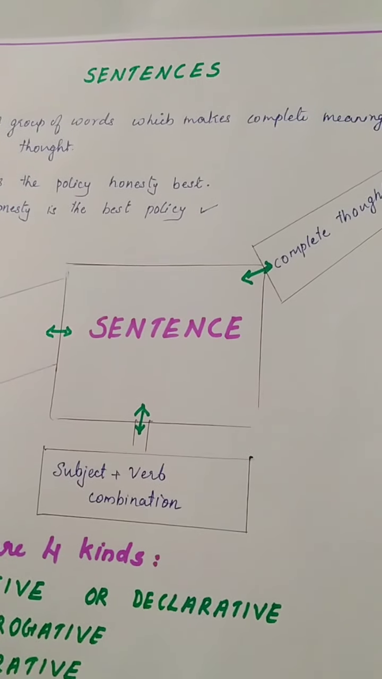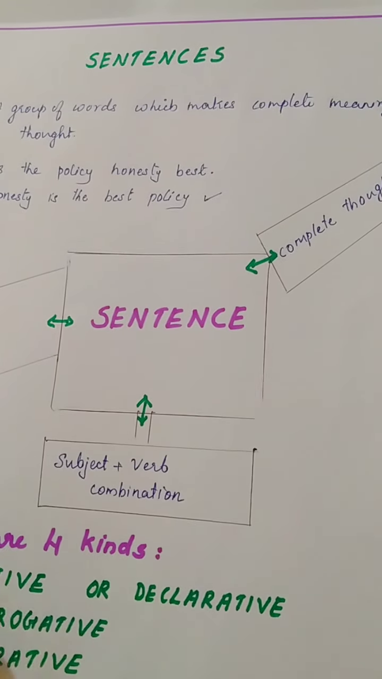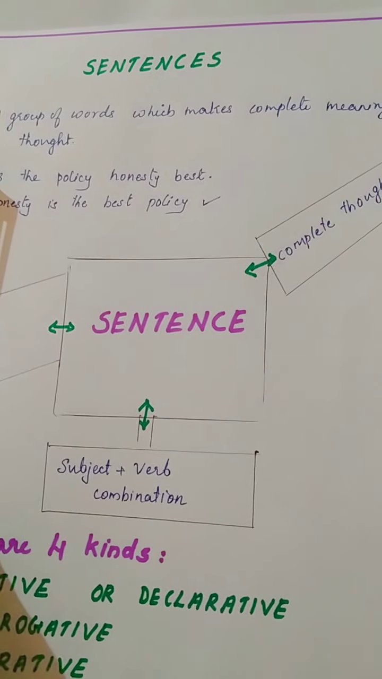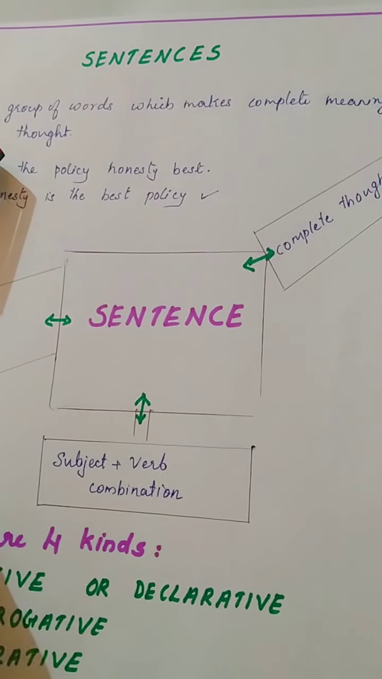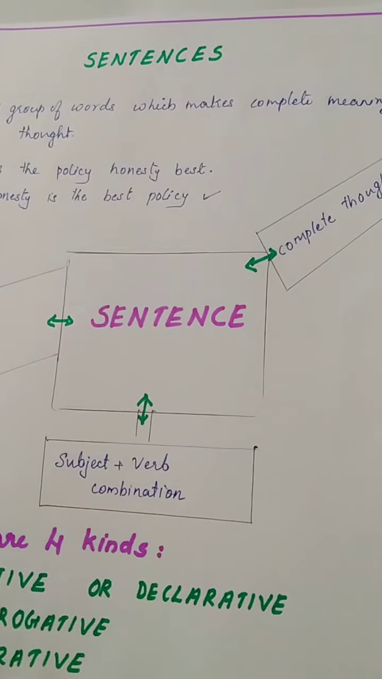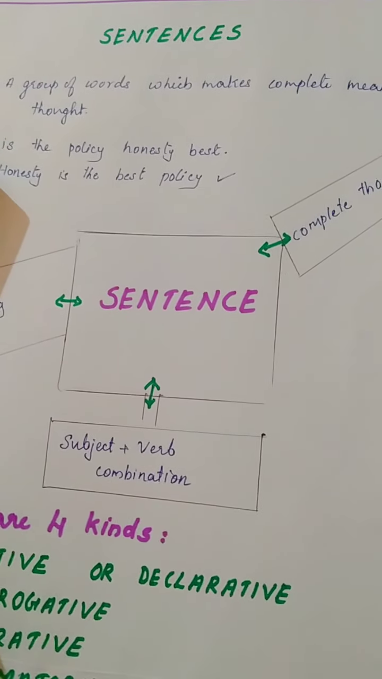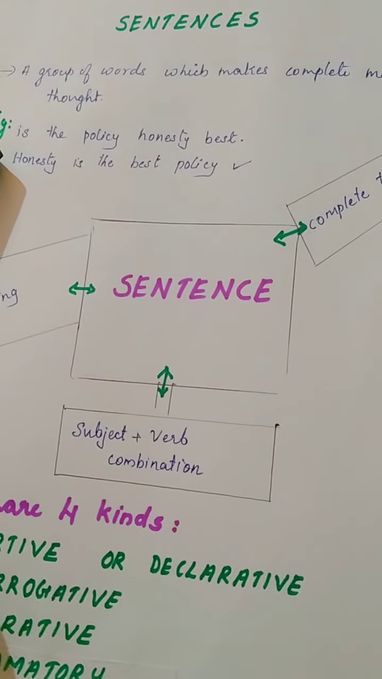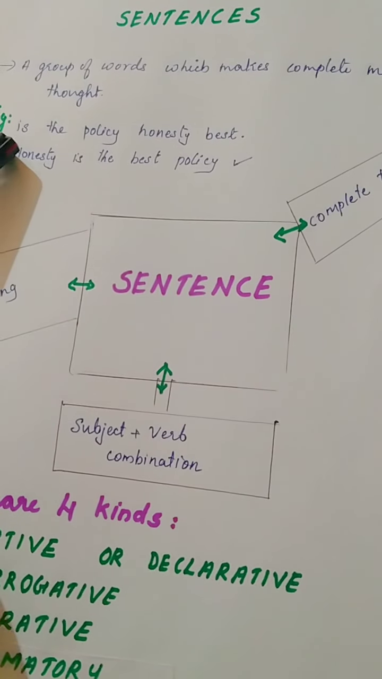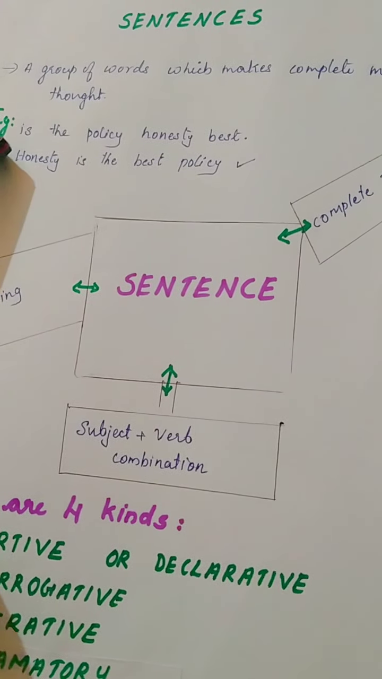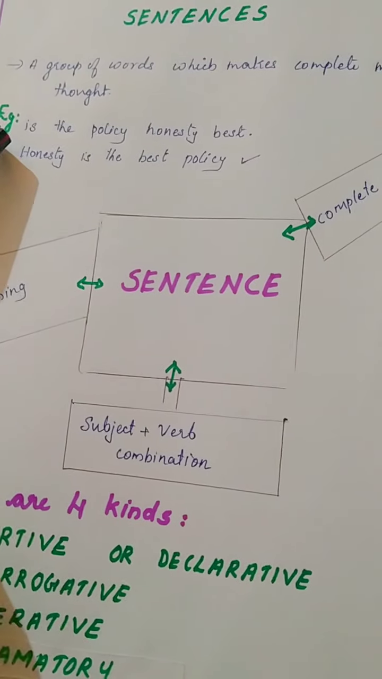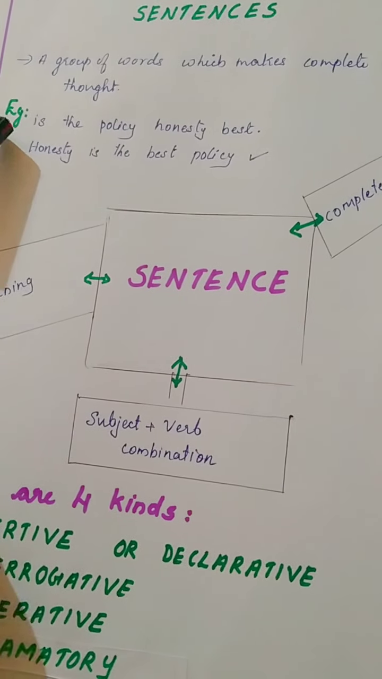What is a sentence? A sentence is a group of words which makes a complete meaningful thought. Here I have written a group of words: is, the, policy, honesty and best. But it does not give a complete meaning. It's a simple group of words.